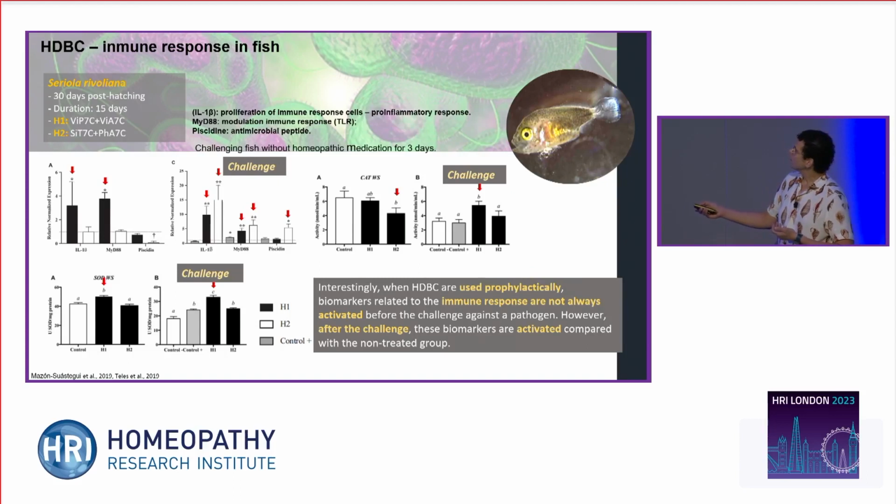However, when the fish is challenged against a pathogenic bacteria, even SEED and FAT increased the expression of these immune-related genes. When they are faced with the pathogen, they increase the response, and this response is much higher than the controls, which are here in gray. This is very interesting because it's telling us that these homeopathic medicines, when they are used prophylactically, don't always activate the immune response before the challenge, but sometimes they do.